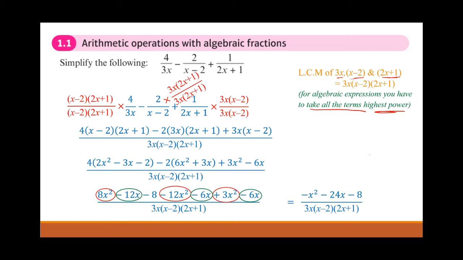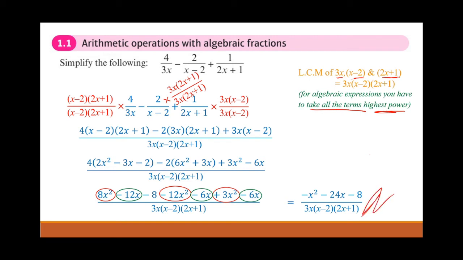So 8 minus 12 plus 3 gets you minus x squared, and minus 12 minus 6 gets you that minus 24x. And then minus 8, the constant, there's no other constant, so we can just write minus 8 there. Okay. So that's your final answer.